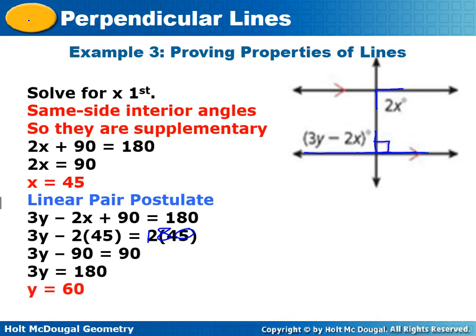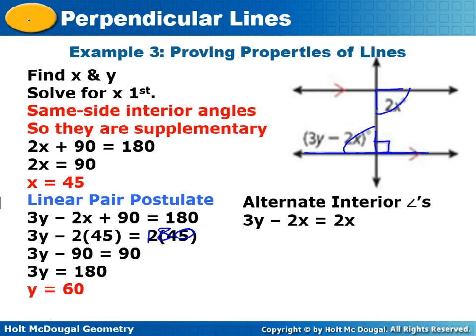Now there's another way to do this. We could use our alternate interior angles. Notice here that this angle should be equal to this angle because those lines are parallel. So we could use that as well. So if we do that, we would say that 3y minus 2x equals 2x. We're going to plug in, again, that 45.